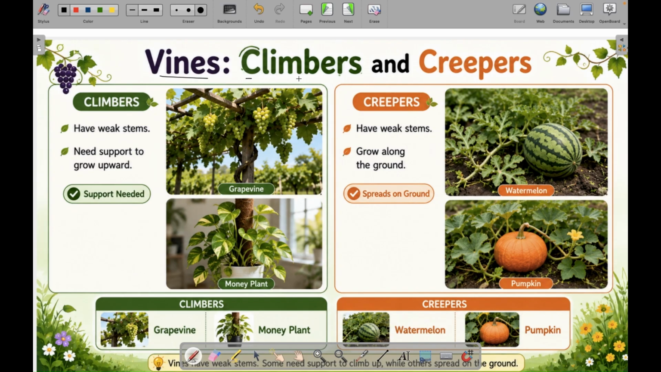There are two main types of vines, climbers and creepers. What climbers do, they climb, and what creepers do, they creep. Climbing means that if you have a support, the plant will climb over that support, like the grapevine and the money plant. If you give it any support, it will use that support to climb upwards because its own stem is too weak to hold its weight. That is why it has to take support from an additional or external object. So they have weak stems and need support to grow upward. Because of the name, climbers climb.